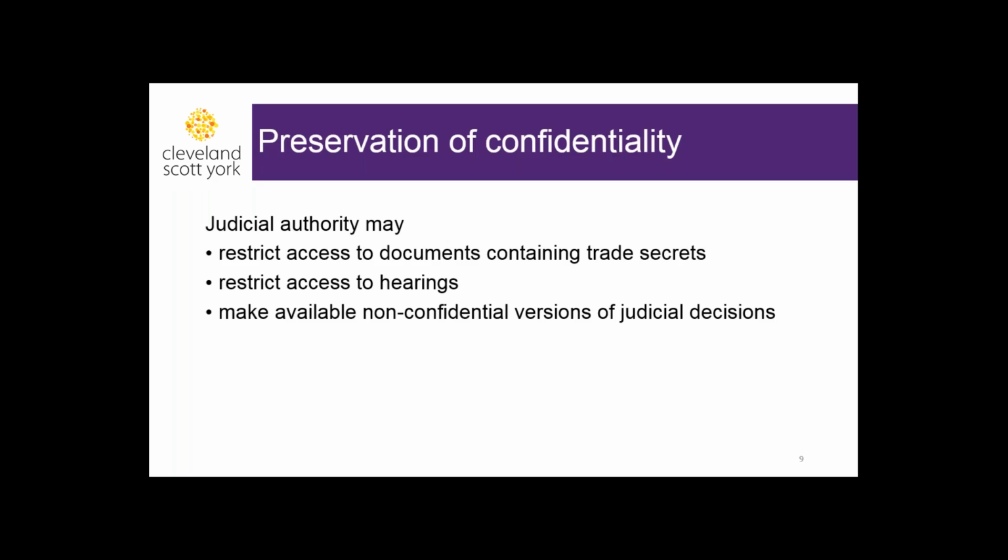The judicial authorities may restrict access to documents containing trade secrets, such as documents submitted by the parties, which might otherwise have been made public. They might restrict access to hearings, which might otherwise have been public hearings, and/or they might make available non-confidential versions of judicial decisions in which information relating to trade secrets has been redacted.